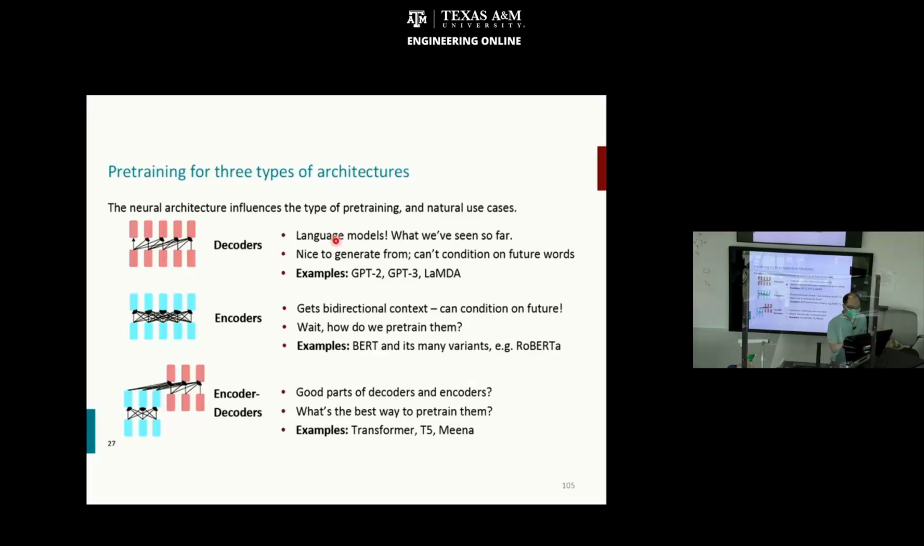You can use language models, by which you know what I mean: the probability of x_t given x_1 to x_{t-1}. That's the probability I'm trying to reconstruct, and that's the loss I'm going to use in the pre-training stage. You cannot condition on future words, but it's very easy to generate or sample a sequence from the decoder.